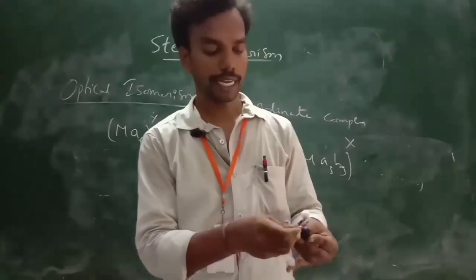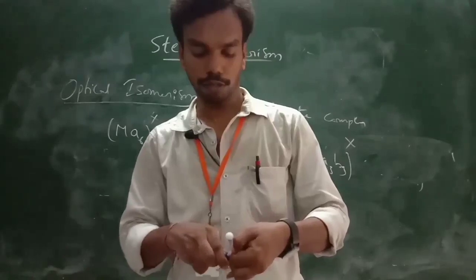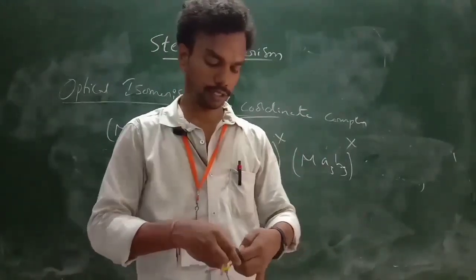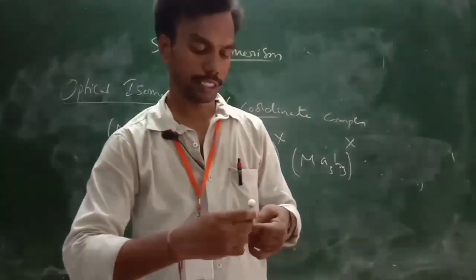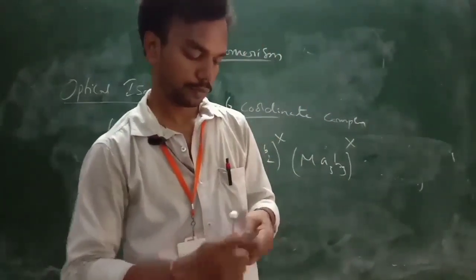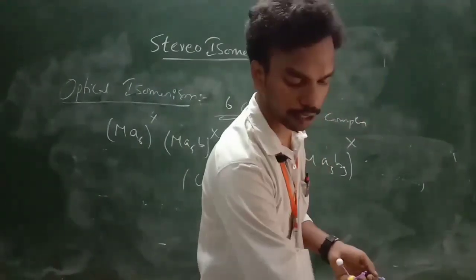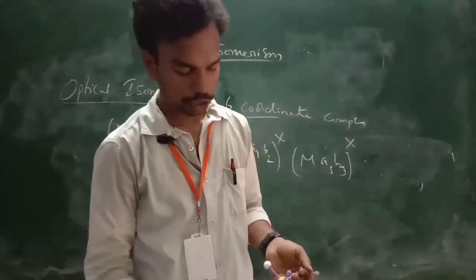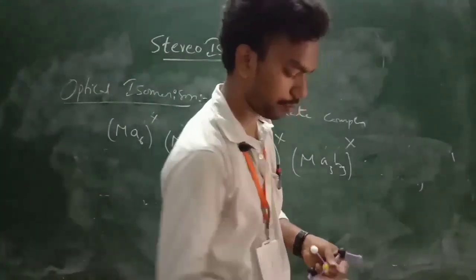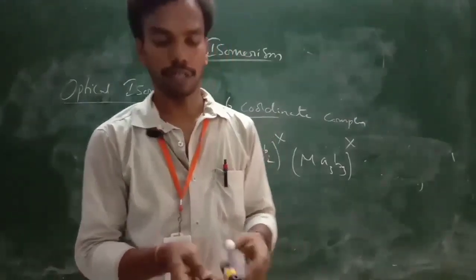Okay, so here NH2, CH2, NH2. The complex has a shape like this, you can arrange it so you can understand easily. Whether the complex is optically active or not, you must know the structure of that particular complex. Then only you can identify whether it is optically active or not, right?